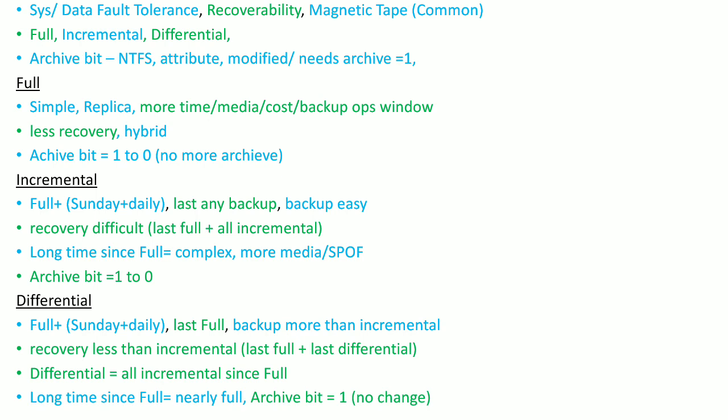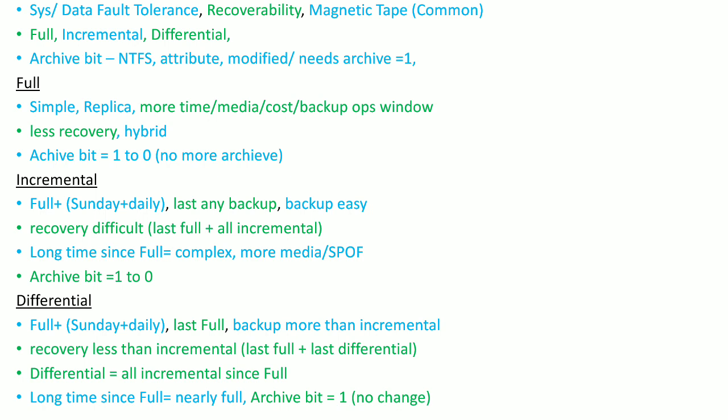Again, if a long time has passed since the last full backup, then the differential backup becomes equivalent, or nearly equivalent, to the full backup. For example, if you are taking the full backup on a monthly basis, and daily you are taking the differential backup, then on the 29th day of the month the differential backup will become nearly equivalent to the full backup, because you are taking the backup of all the files which are modified in the last 29 days since the last full backup.